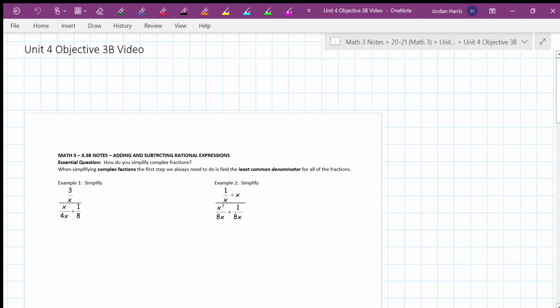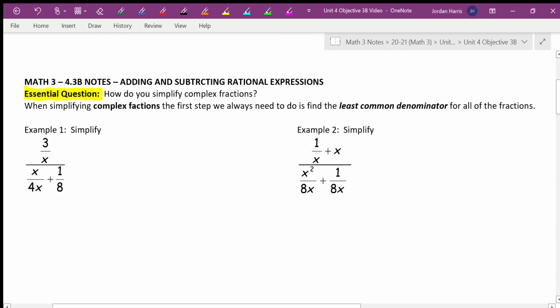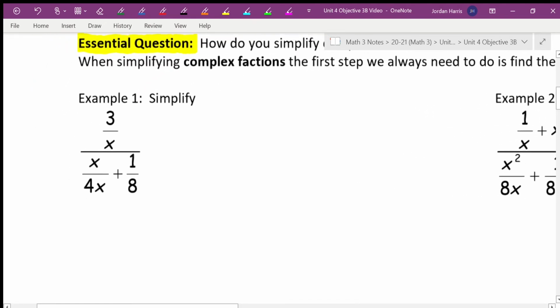This is 4.3b, adding and subtracting rational expressions. So you have your essential question: how do you simplify complex fractions? The new thing we're adding in is called complex fractions. When simplifying complex fractions, the first step we always need to do is find the least common denominator for all of the fractions. Okay, and we're going to multiply every single piece by that least common denominator.